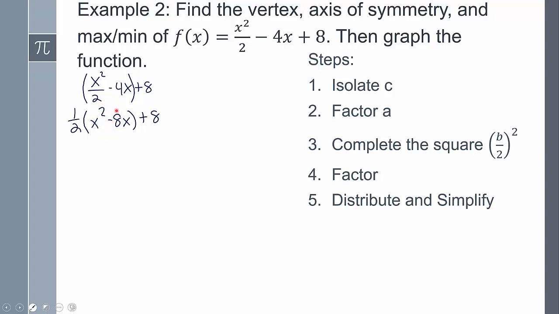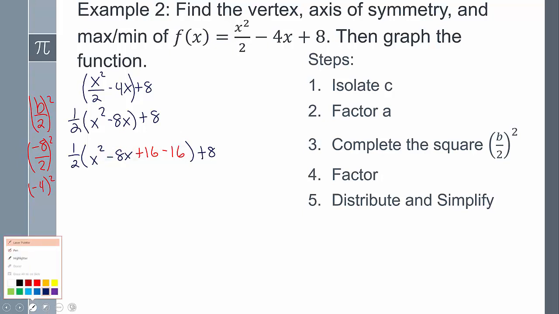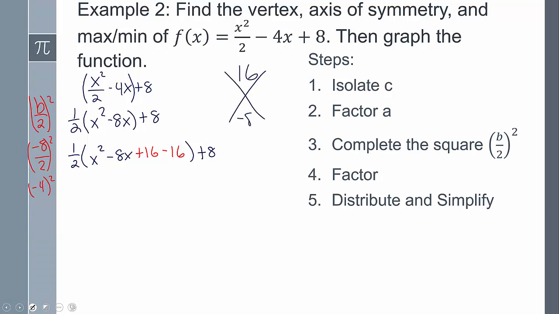B over 2 squared. There's my b, negative 8. So I'm going to take the negative 8, which is my b, divide that by 2. I get negative 4, square it, and you're going to get 16. Now remember, I can't just add that 16 out of nowhere, so I have to both add and subtract it to make it balanced. This now factors. So a times c adds to b. Factors of 16 that add to 8 is negative 4 and negative 4.